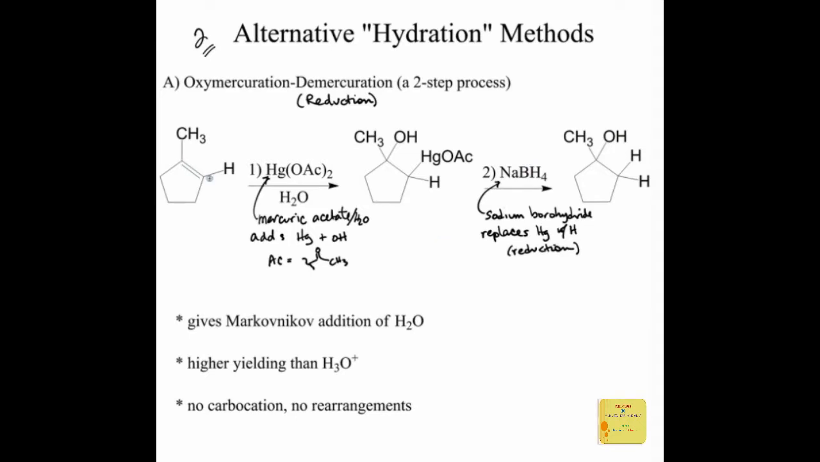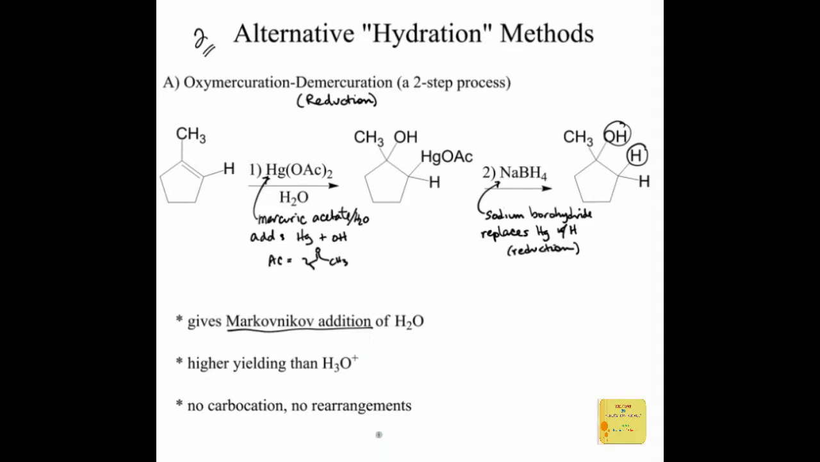Overall, we broke the pi bond and we added two groups. We added an H and an OH. So this is a way of hydrating an alkene. And how would you describe the regiochemistry of that addition? Well, the hydrogen added to the carbon that already had a hydrogen, and so that's going to be described as Markovnikov addition. So this is an alternate way of doing Markovnikov addition.